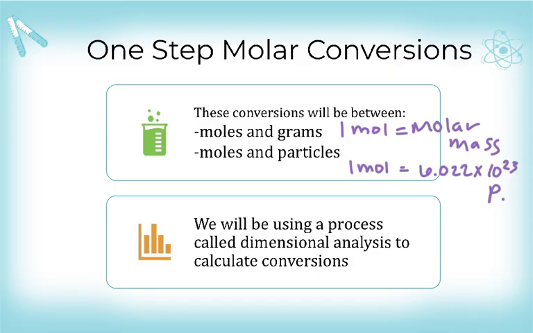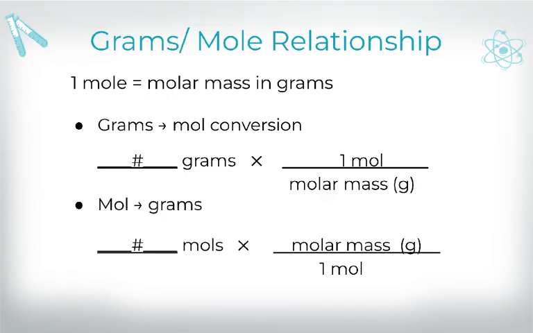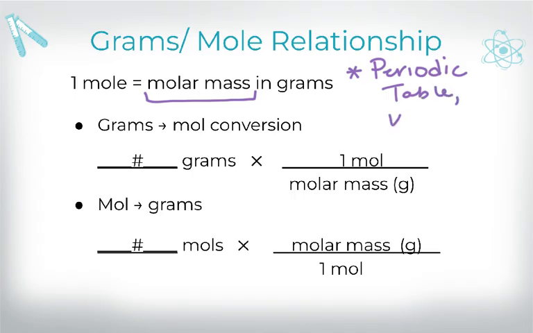And we're going to use a process called dimensional analysis in order to calculate those conversions, or kind of the factor label method if you've heard of that. We're going to start off with that gram-mole relationship. So again, remembering that 1 mole is our molar mass in grams. We find that molar mass using our periodic table. And we're going to use rounded values, so rounding to the nearest whole.